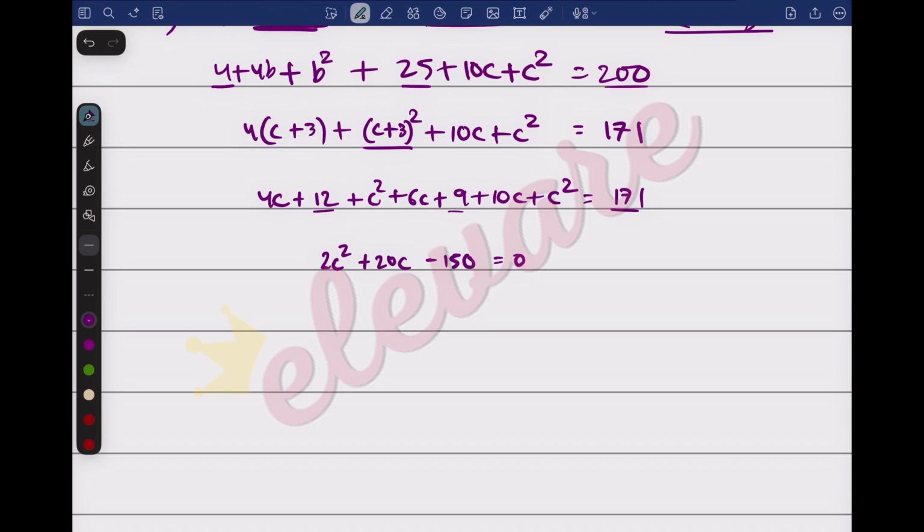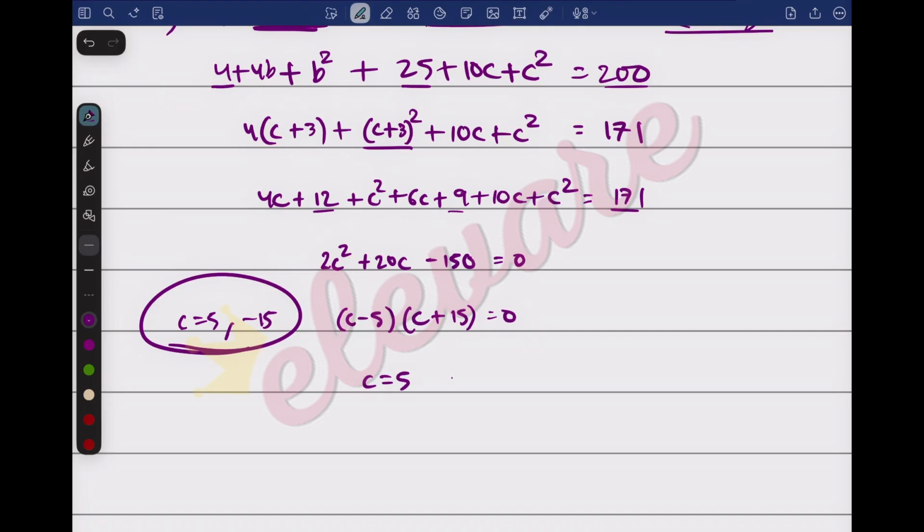Now what you can do is use your calculator to find the roots of this quadratic expression. So you have 2 and 20 and negative 150, and that gives you c equals 5 and minus 15. But whenever you solve a quadratic using your calculator, before writing this down, you should write the roots in their factor forms, as if you're factorizing this quadratic expression. So it looks something like this: (c minus 5)(c plus 15) equal to 0. Then you write down the answer: c equal to 5 and c equal to negative 15.